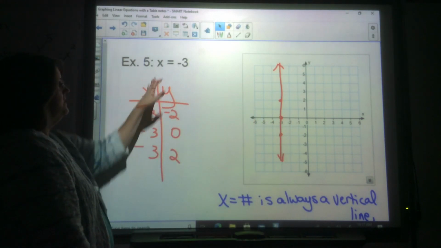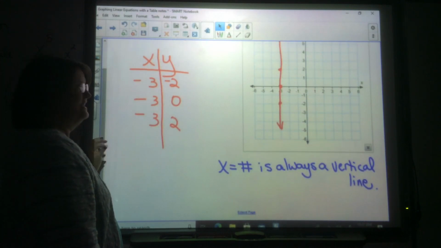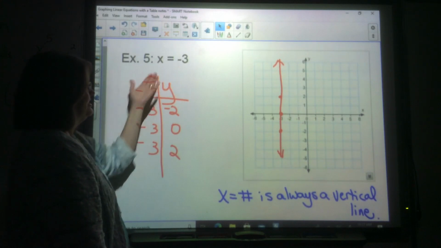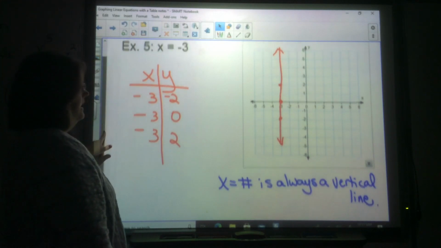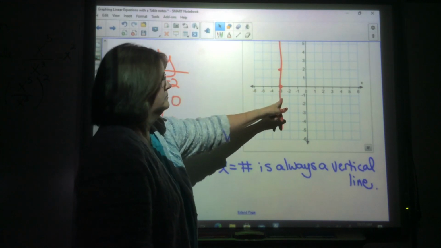Now, when you see x equals, that's always going to be a vertical line. And it doesn't lay down, it doesn't do anything. You turn x sideways, it just stays x. So x equals a number is always a vertical line at that number.